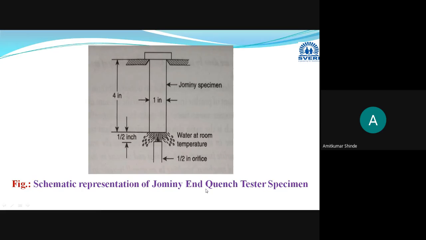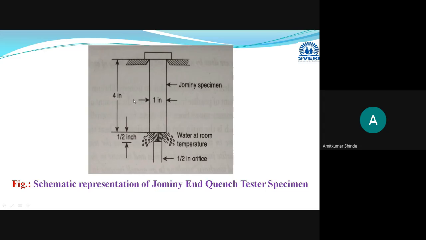This is the schematic representation of the specimen used for the Jominy end quench test. Now I will explain how the specimen is prepared. You have to prepare the specimen of that steel in such a way that its diameter is 1 inch and its length is 4 inch. Then at one end of the specimen, you have to prepare machined shoulders to provide proper support while performing the actual tests, so that this specimen can be properly adjusted while performing the test.